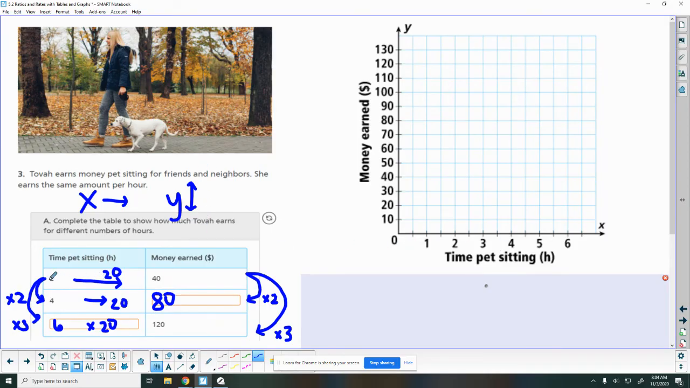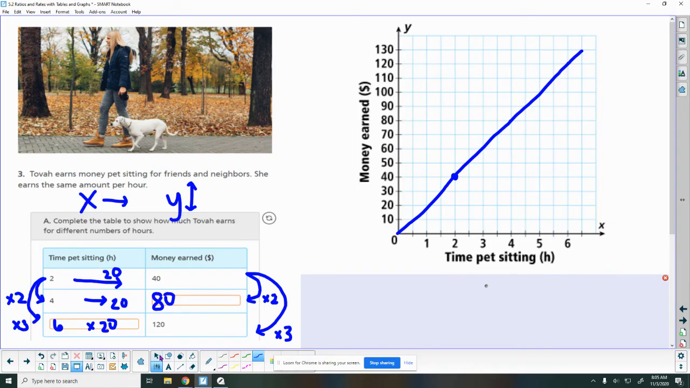So if I'm graphing this one, this first one is 2, so over 2. So here's 2. And then I'm going to go up 40 and put a dot there. So next I have over 4, up 80. So over 4, up to 80. And then I have over 6, up 120. So over to 6, up to 120. And then I can connect these to show how much she's making as she continues at this constant rate here.